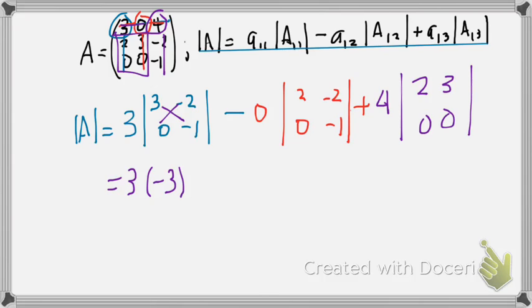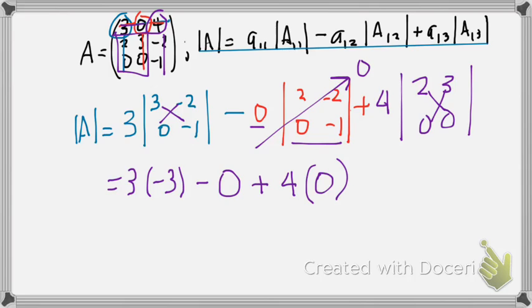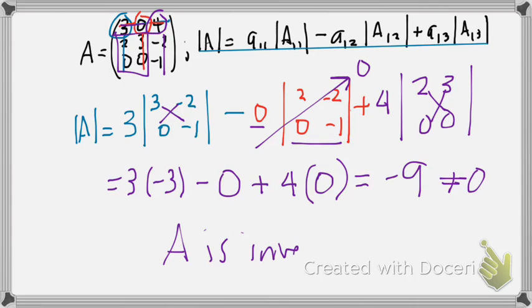which I just get a negative 3, minus, what happens to this matrix? Do I need to actually find the determinant of this? If it's 0 times this, we know this whole term is going to go to 0. And then lastly, it will have 4 times the determinant of this matrix, which is 2 times 0, minus 3 times 0, which is 0. So we get a determinant of negative 9. So what other information does this tell us? Since this is not equal to 0, we know that the matrix A is invertible, which means it has an inverse.